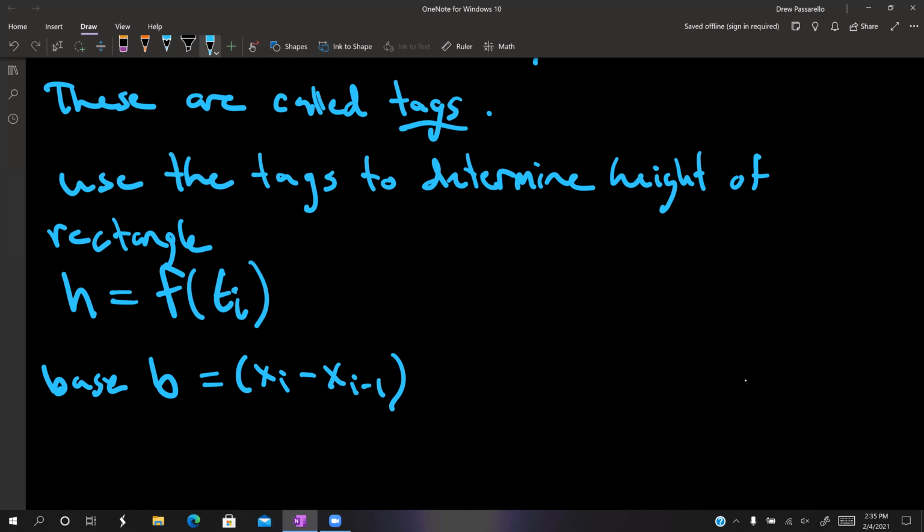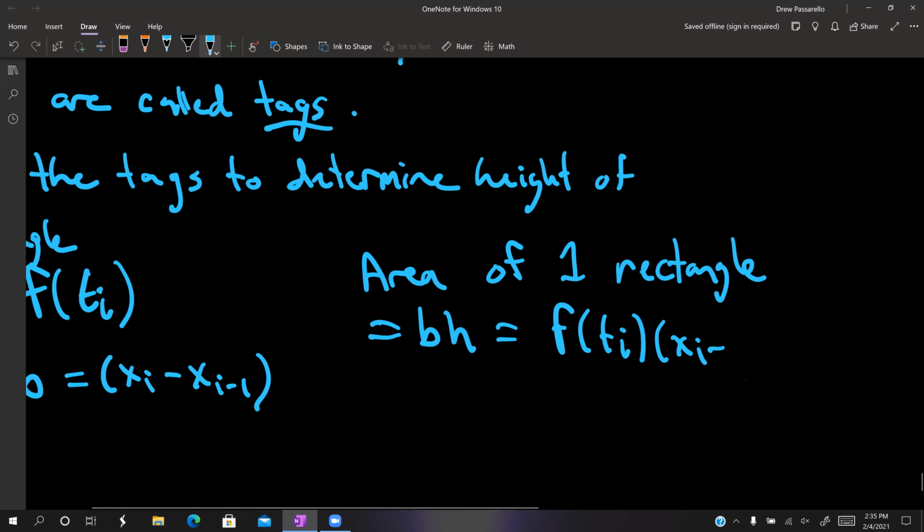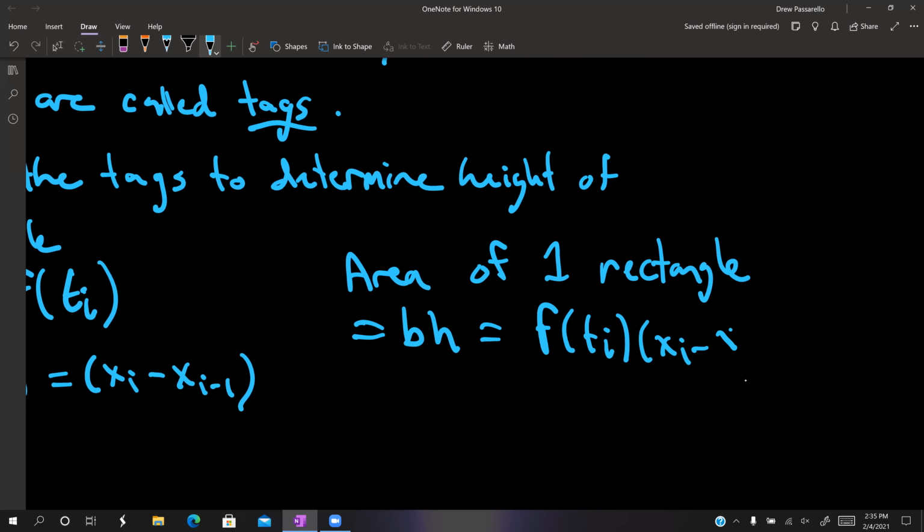So then the area of one rectangle: we know area is base times height. So that's equal to our height, which is f of ti, times the base, which is xi minus x subscript i minus 1. All right, that gives us the area of one rectangle.